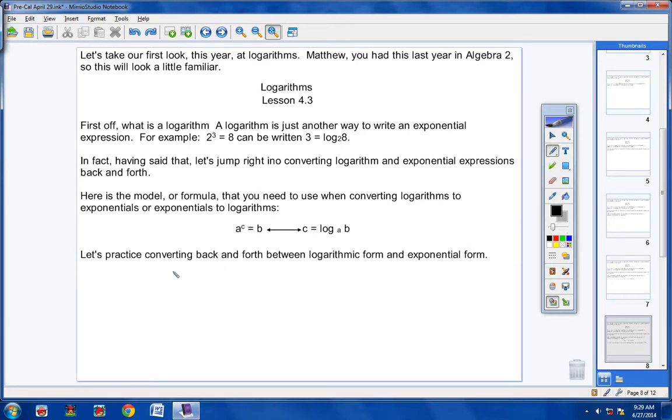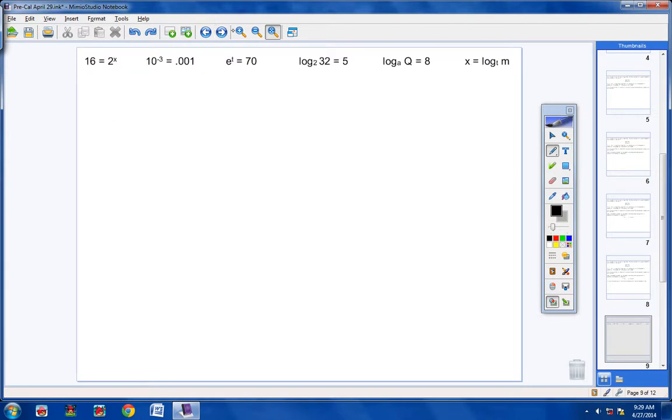So with that in mind, let's go ahead and practice converting back and forth between logarithmic form and exponential form. Here we go. You can work ahead or you can watch me. That's up to you. Let's do these 6 problems very quickly. Now, first of all, this is an exponential form, so I would like to write this in logarithmic form.